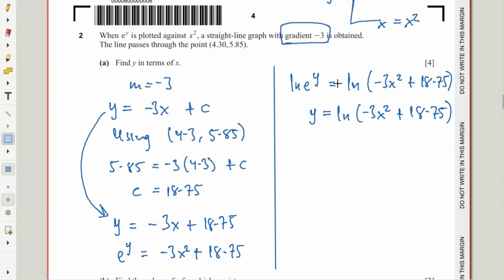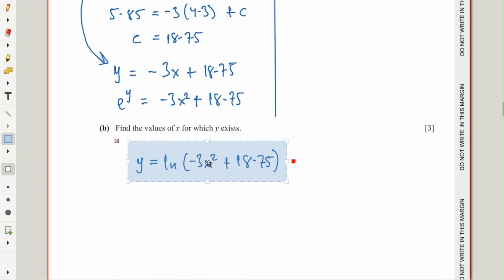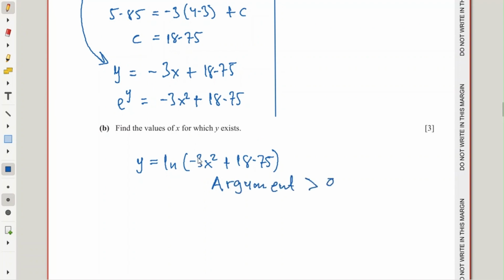Okay, so let me go back to my equation. Now, this is a natural logarithm question, all right? When does your logarithm function exist? That's when your argument must be greater than zero. That's the expression in the bracket. It must be greater than zero, all right? We treated that under logarithm. You can watch my video on logarithm. So I'll take my argument and make sure that it is greater than zero.